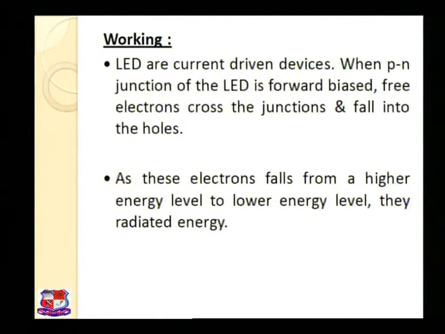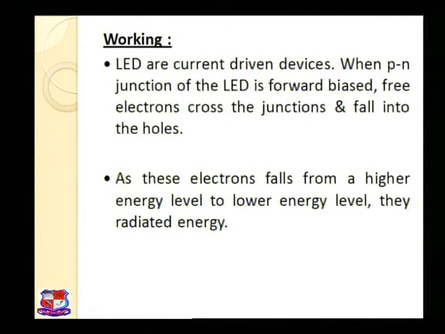Working of an LED. LEDs are current driven devices. LEDs work on a particular threshold voltage. That means when current is passing through the LED, they are called current driven devices when a threshold voltage is achieved. And LED emits light at a particular threshold voltage. So each color of LED has a particular threshold voltage.